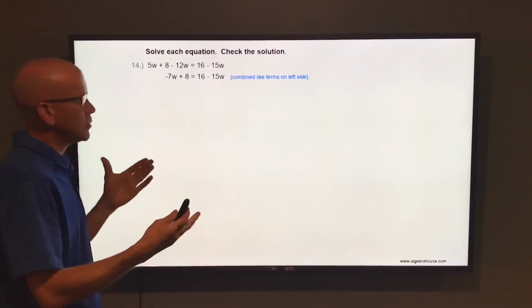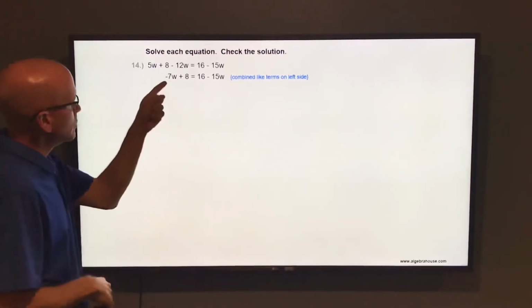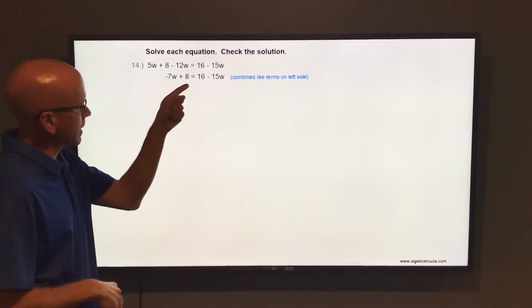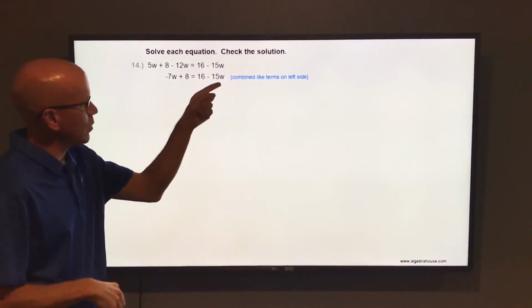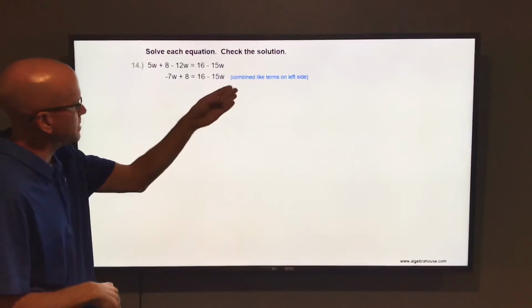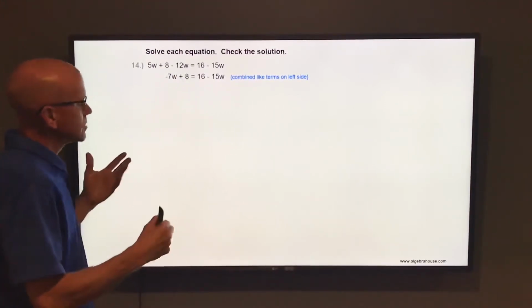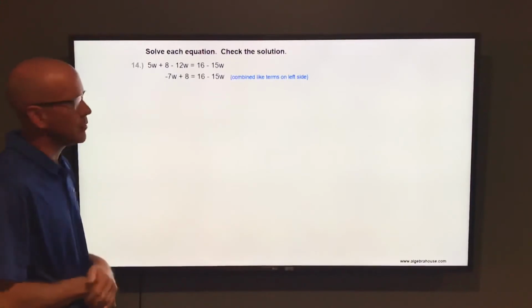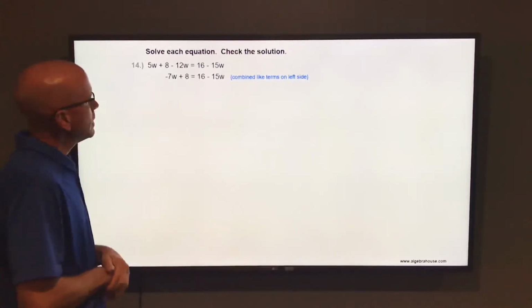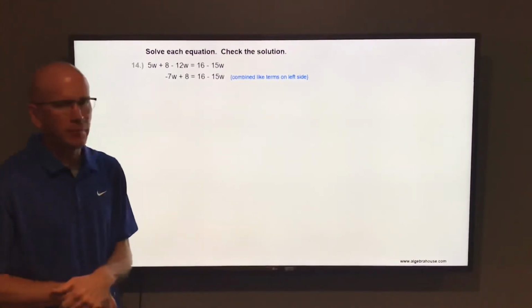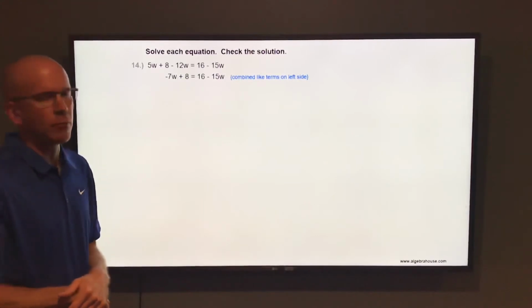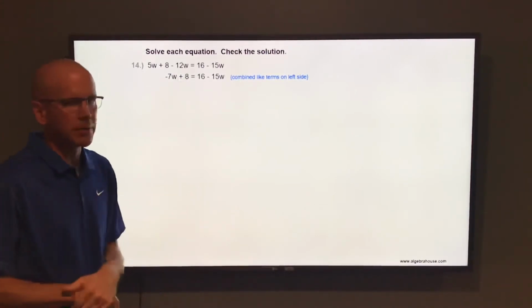Now, really, you could do any of four things here. You could add 7w, you could subtract 8, subtract 16, or add 15w. You could do the opposite of any of those four things that are showing up right now. It's always a good policy to try to keep your w or your variable positive in order to save yourself from having to divide or multiply by negative 1 in the end, which may create another mistake.